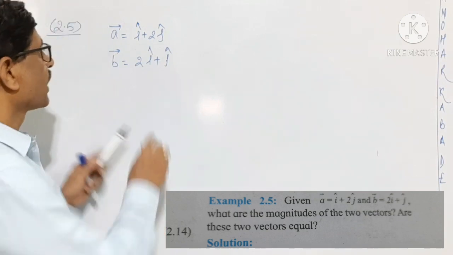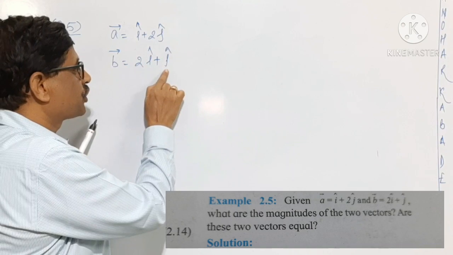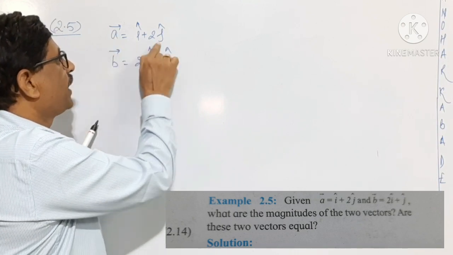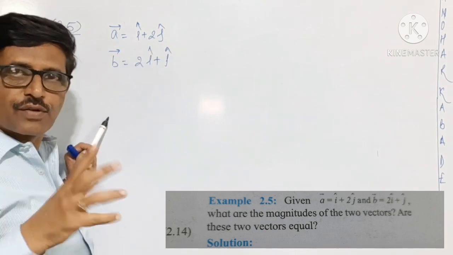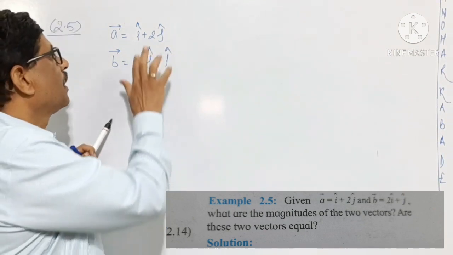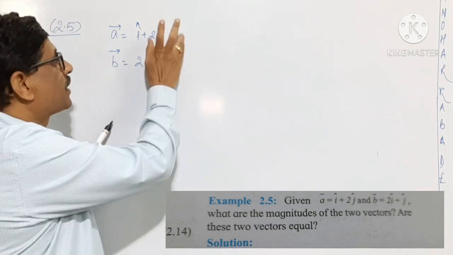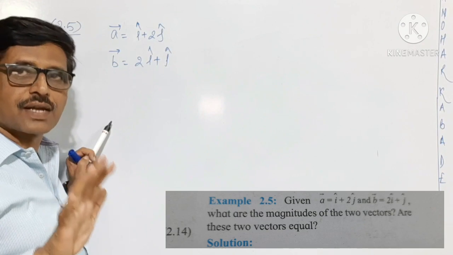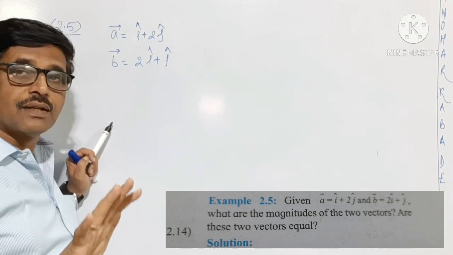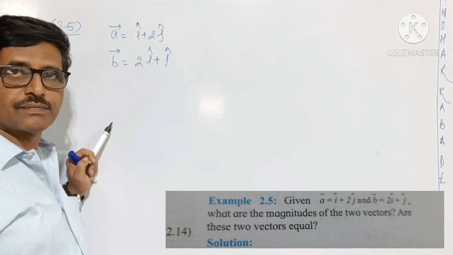Here again it is I cap and J cap, it is I cap and this is J cap. It has only two components, therefore it's in a plane, and the unit vectors are along x and y axis, therefore this vector is in the xy plane, this is also in the xy plane. Both the vectors are in the xy plane. This is the one thing that you have to remember.